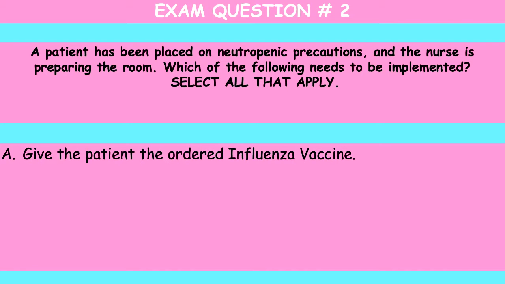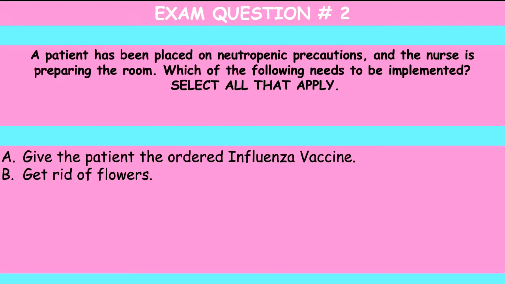A. Give the patient the ordered influenza vaccine. Before a patient that is on neutropenic precautions can get any type of vaccinations, they have to consult with a healthcare provider first because this vaccine can be a live vaccine and this patient is already at high risk of infection and they are immunocompromised. So they should not be getting any live vaccines.